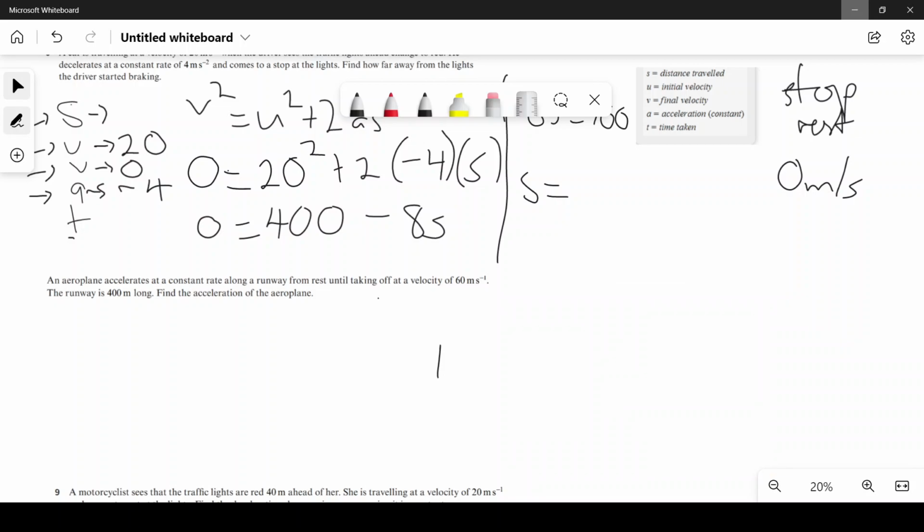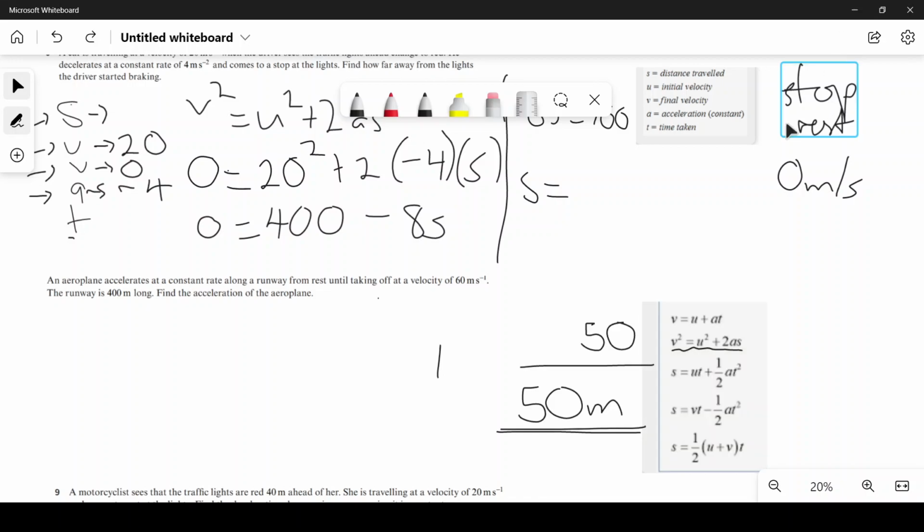Let's see the next question. An airplane accelerates at a constant rate along the runway from rest until taking off at a velocity of 60. The runway is 400 meters long. Find the acceleration of the airplane.